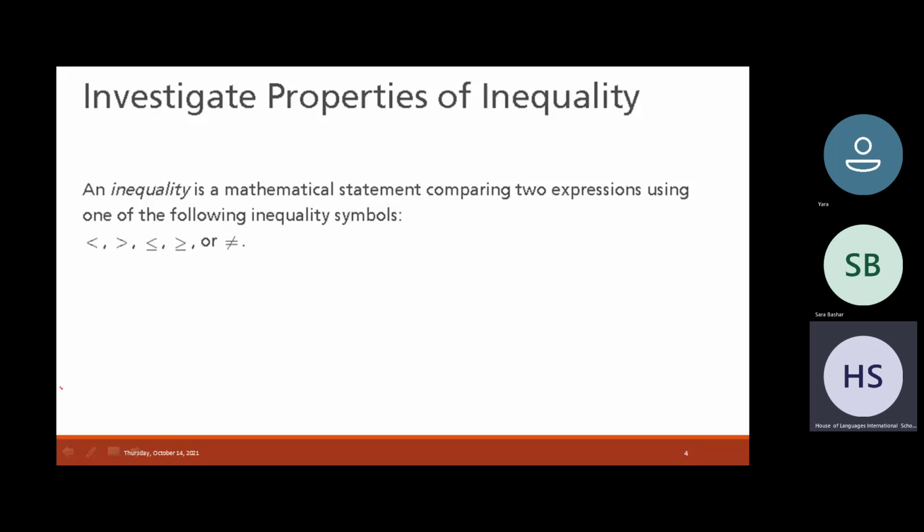Yes. If we say 3 plus 2 is equal to 5, the equal sign is an equality. Yes, this is for an equation. But if you say 3 plus 2 less than 6, this is an inequality.